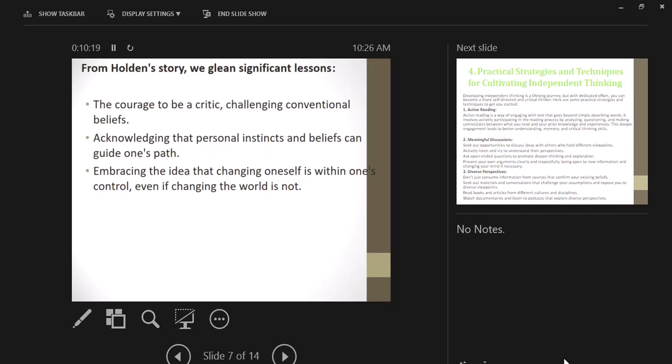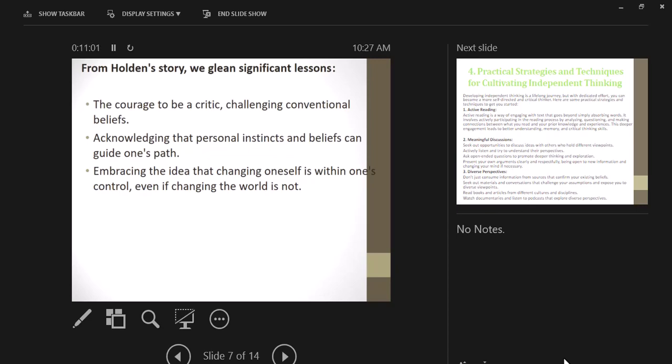You may get a lot of significant lessons from this personal experience, but most importantly, you may get the following lessons. The first one is the courage to be critical and challenge conventional beliefs. So many of us may stop what we are doing because we face some criticism from other people, but from Holden's story we see his courage to be critical and to challenge conventional beliefs.